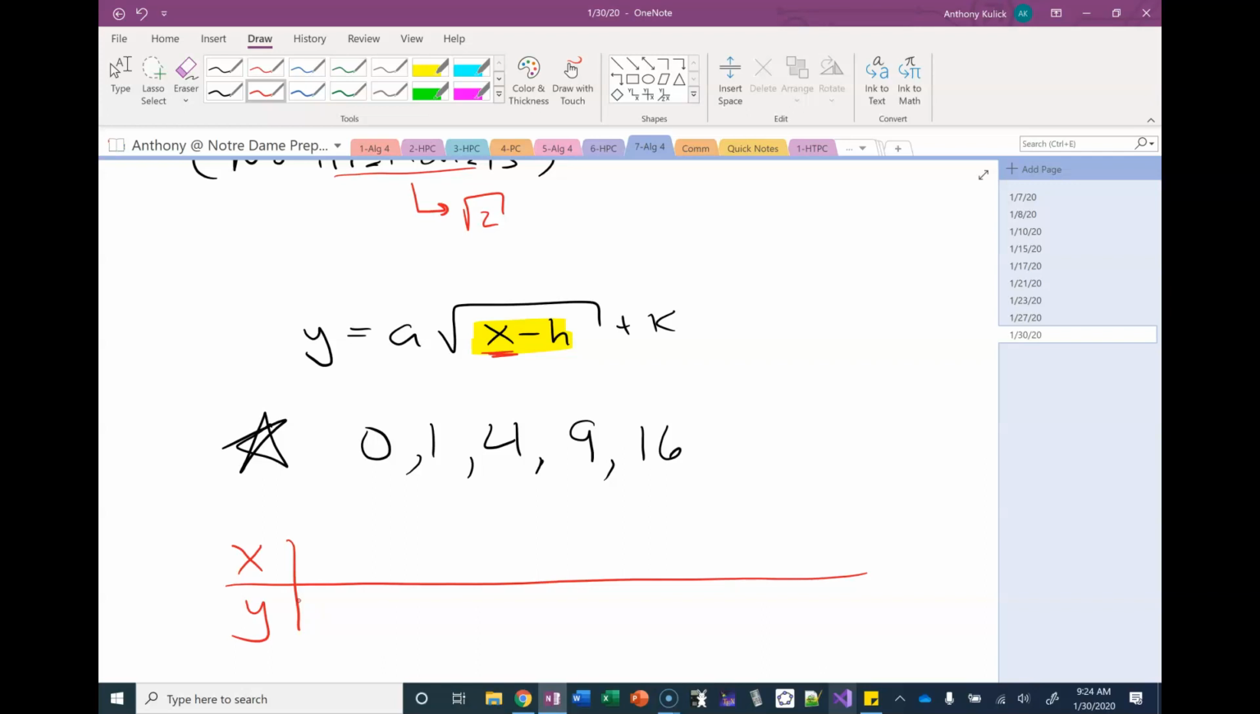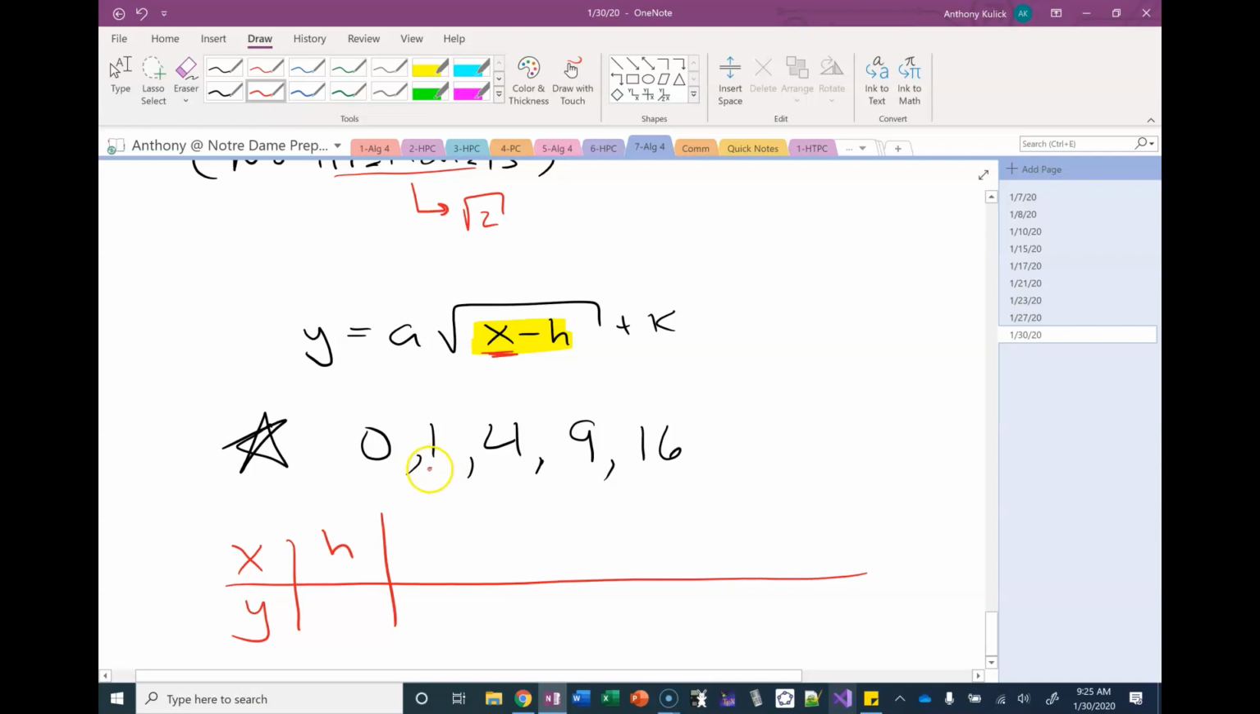2. If h is 3, what would I pick for x? No, I'm trying to get 0. 3. If h is 7, I'd pick 7. So if h is h, I'd pick h. That's the first value for x I'm going to pick. It's just whatever the h is.